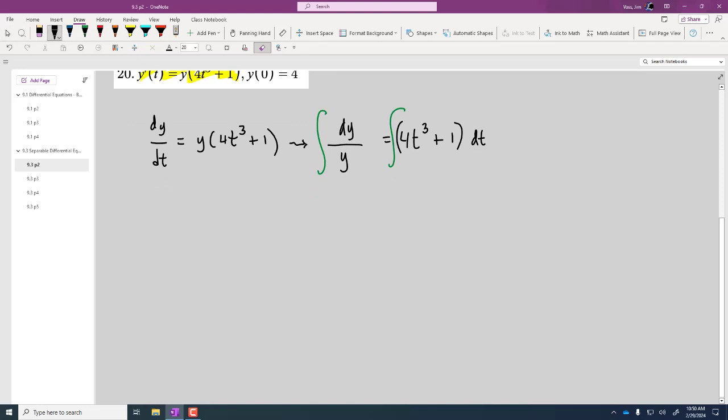And what is the left-hand side? The integral of that is? Natural log of the absolute value of y. And then over here, we can use the power rule. So we get that, plus t. I forgot the plus c.